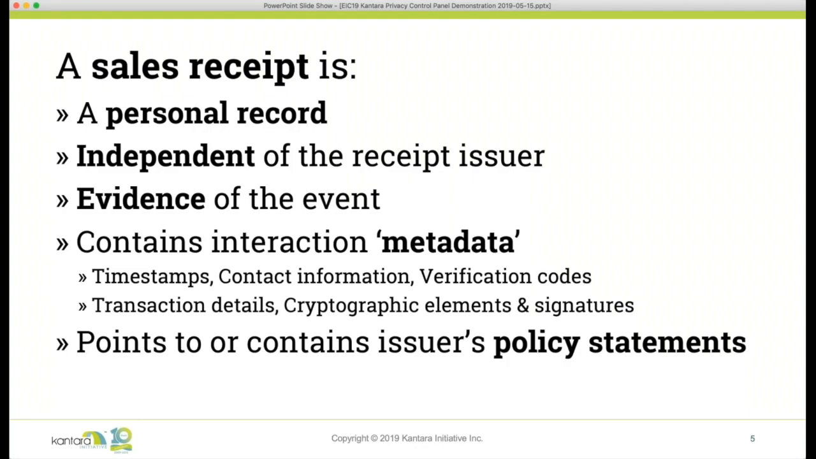A sales receipt has a few characteristics which are common. So it's a personal record. It's an independent record that you, the receipt holder, have. It's independent of the receipt issuer. Once you have your receipt, the issuer can't do anything with it. It's in your possession, in your control. It's a form of evidence that something happened, and it has metadata, right? So timestamps, transaction details. For electronic receipts, you probably have some sort of cryptographic elements, that sort of thing. And significantly, it points at the receipt issuer's policy statements. So that's a sales receipt.